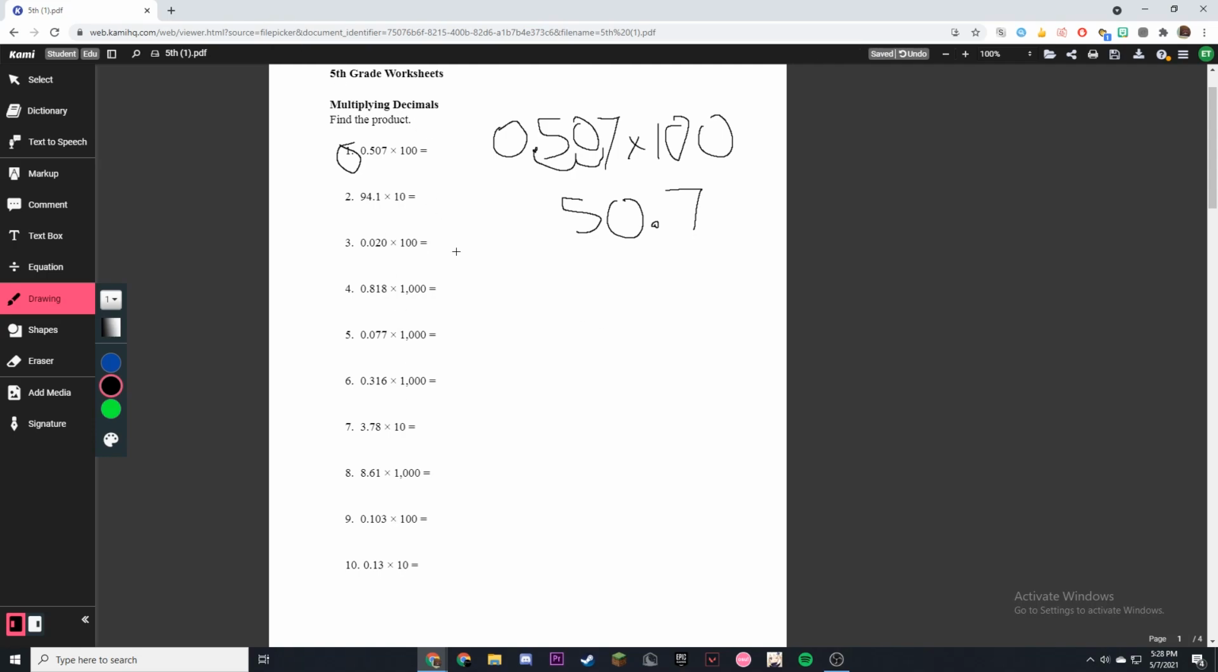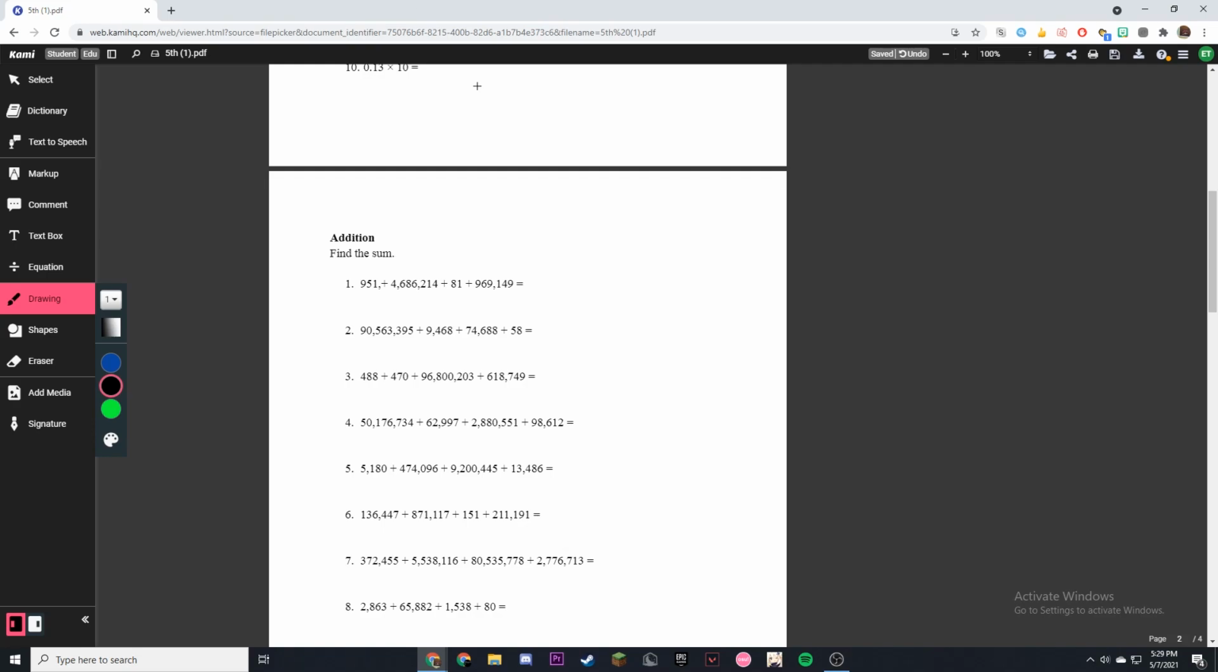Now, if we are multiplying by 10, then it only has one zero. So for number two is 94.1 times 10. And since we have one zero, we move the decimal to the right once, and this gives us 941. If we break it down, it'll be simple.